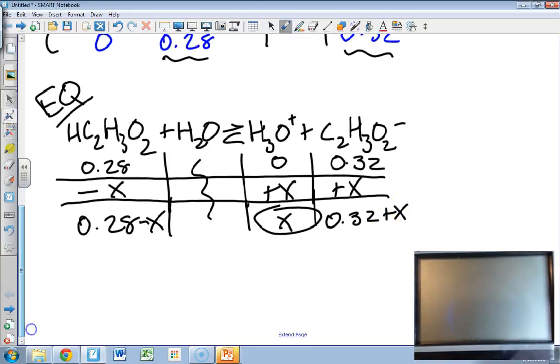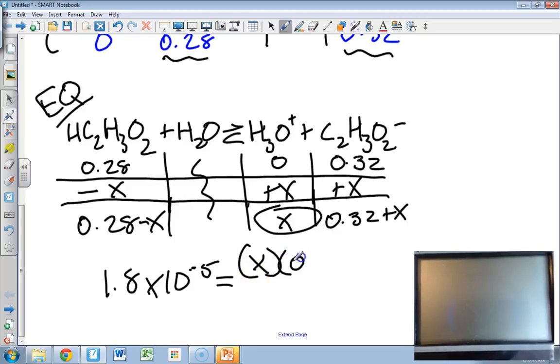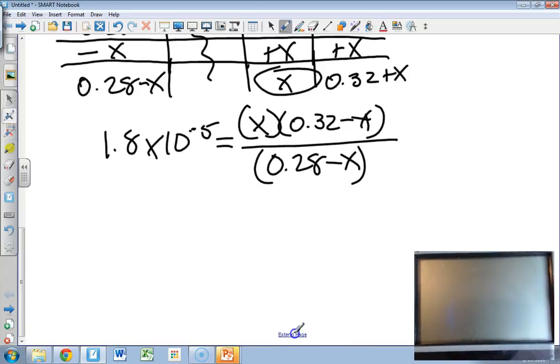Okay, now the Ka of this, 1.8 times 10 to the minus 5. I don't know if that was given to you, but it would have had to have been given to you, because in order to calculate the pH, you need the Ka. And then this is products, x over 0.32 minus x, all over 0.28 minus x.